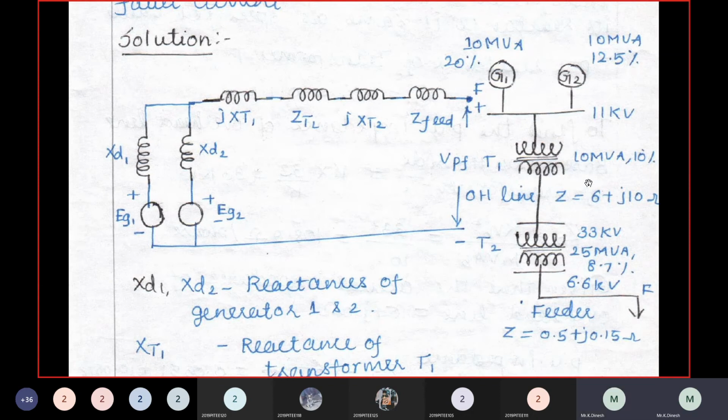Either you may get the figure in vertical format or horizontal format. The solution remains the same. So first, the one-line diagram is converted into a reactance diagram. On the left-hand side, I have converted my reactance diagram. I have my generators G1, G2, which are connected in parallel.